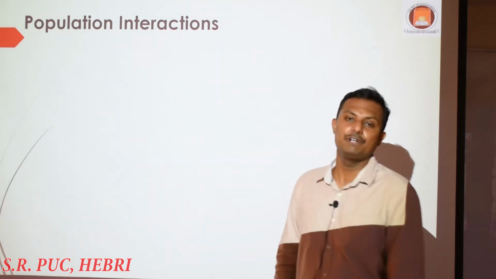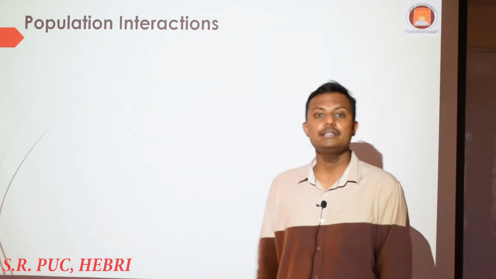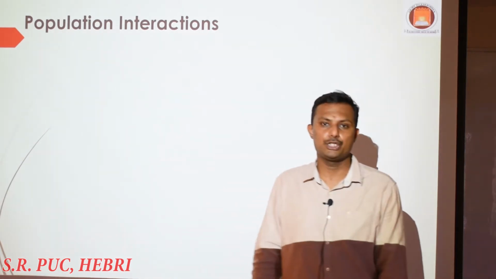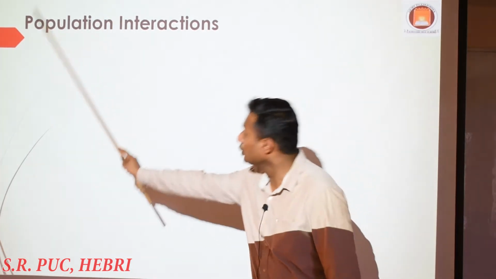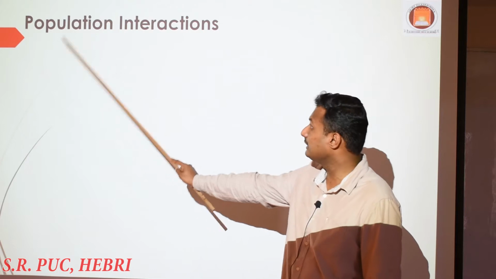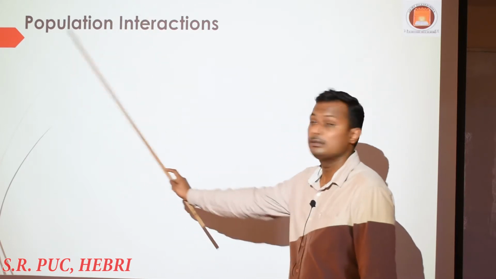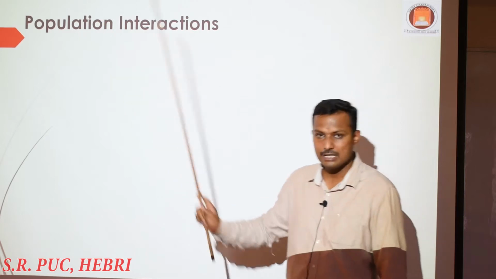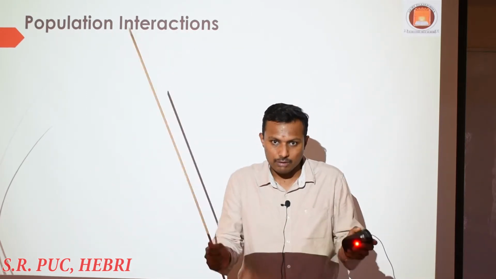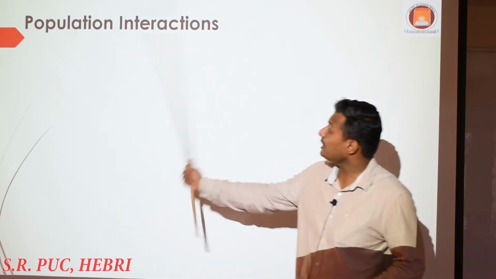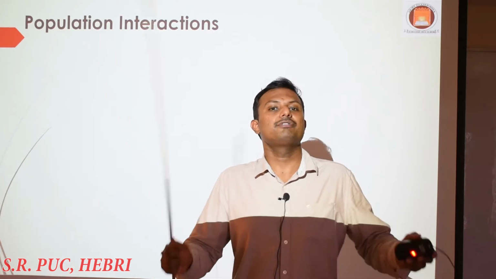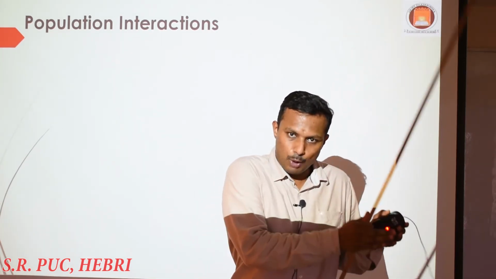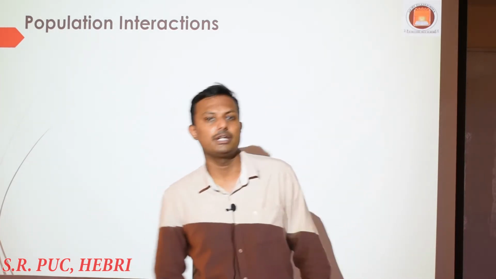Now, in today's video, let us study the interactions among the populations, population interactions. Again, I want you to know the actual meaning of population, only then can you understand the meaning of population interaction. Population means a group of one particular species. So population interaction is the interaction between two different species. The population of one species may be interacting with the population of another species. That is what is called population interactions.